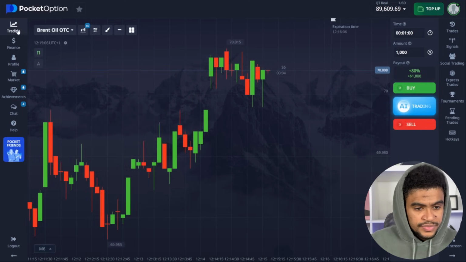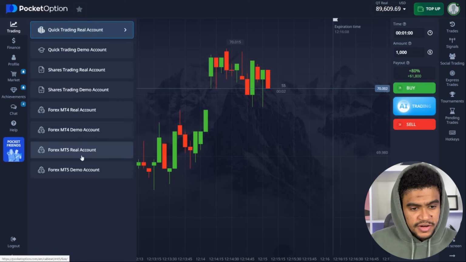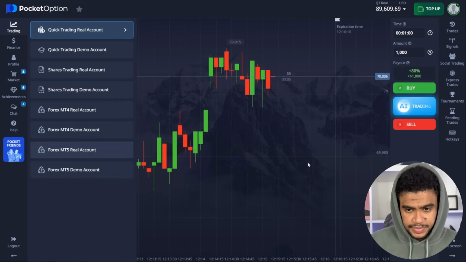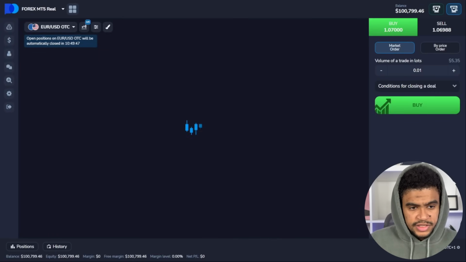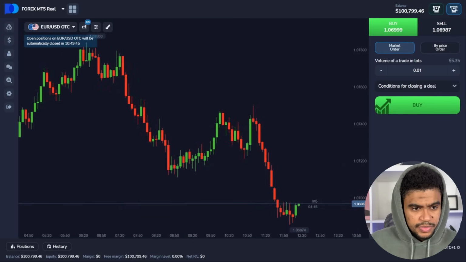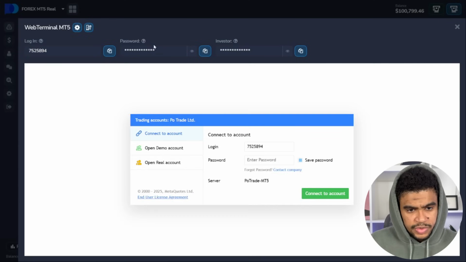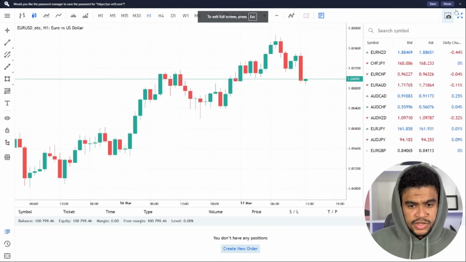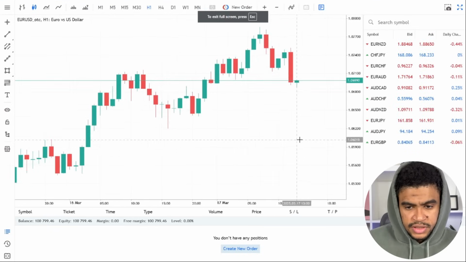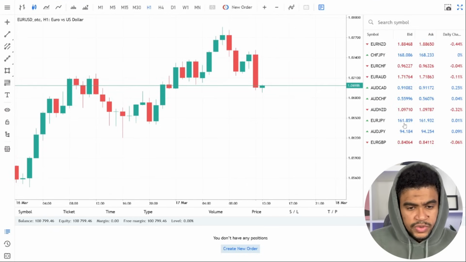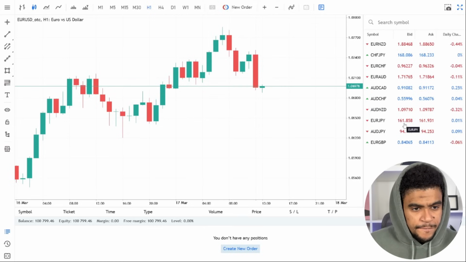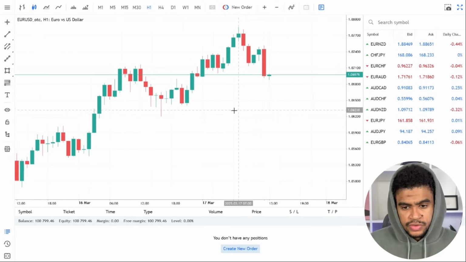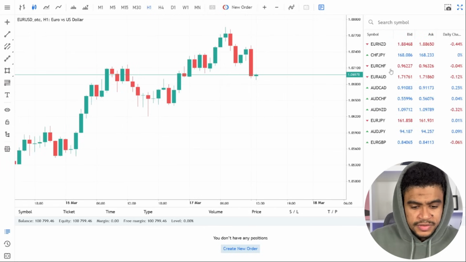Let's go to trading. We click Forex MT5 real account right here and press it. This is the window that's going to pop up. Next step is we open the terminal. At the top left corner, we copy our password, save password, click off, and authorize. We're in, and here we are. Let's go to full screen, and we can start trading pretty much. Today we're going to be trading on OTC market.